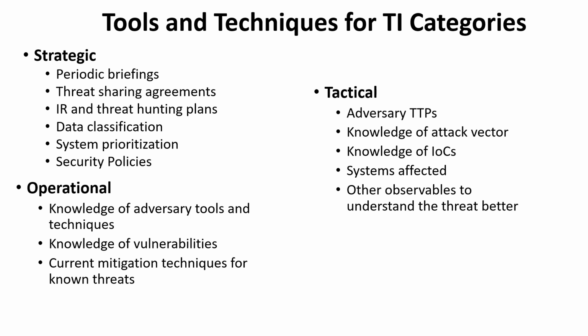On operational intelligence, the tools and techniques include a knowledge of adversary tools and techniques, a knowledge of vulnerabilities, and currently known mitigation techniques for known threats. On tactical intelligence, the tools and techniques include adversary TTPs, a knowledge of attack vectors, knowledge of IOCs, systems affected, and other observables to better understand the threat.